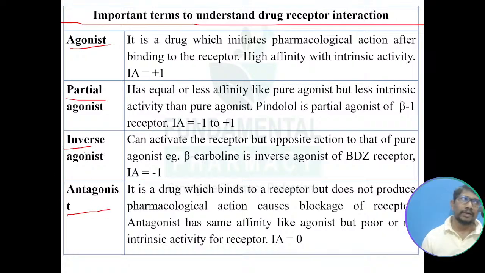So a drug may interact with the receptor depending upon its intrinsic activity. So there are 4 terms. First one is agonist. So what is an agonist? Agonist is a kind of drug, a molecule which initiates the pharmacological response after binding to a receptor. So an agonist is a drug which binds to a receptor and initiates the pharmacological response.